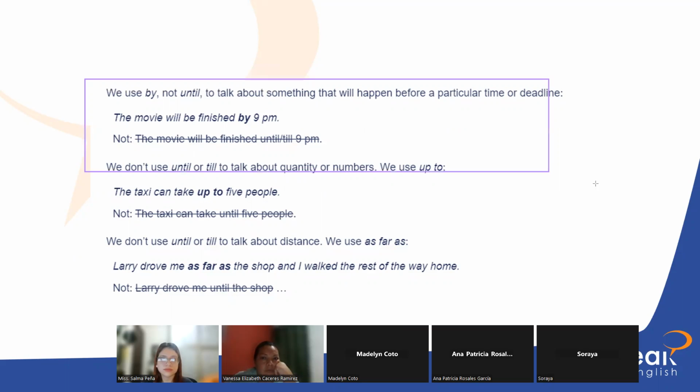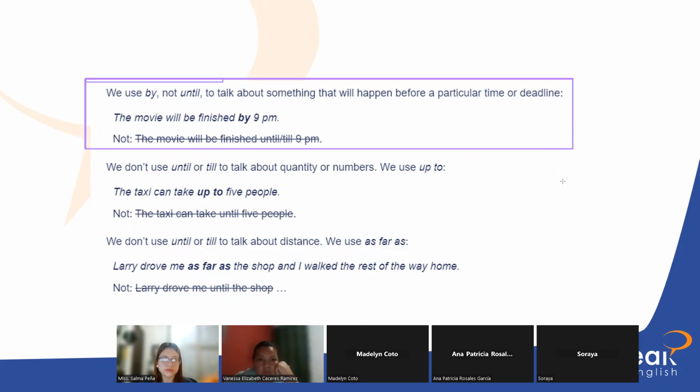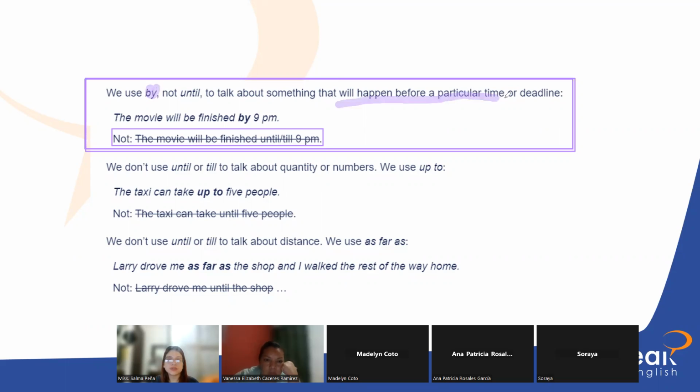Okay, teacher. We use by, not until, to talk about something that will happen before a particular time or deadline. The movie will be finished by 9 p.m. And not the movie will be finished until 9 p.m. Okay, yes, perfect. So that is important because they are so similar and we can confuse them. We use by to talk about something that will happen before a particular time or deadline, like limit time, como fecha límite.